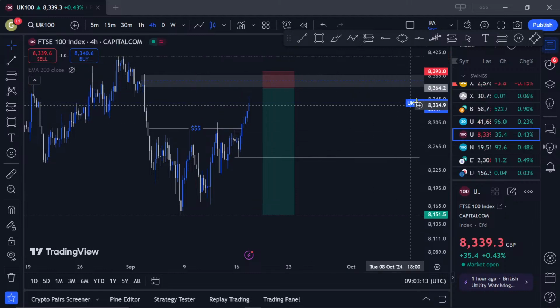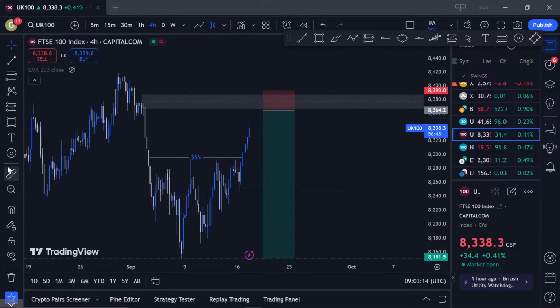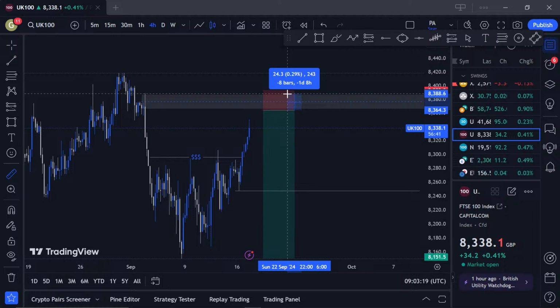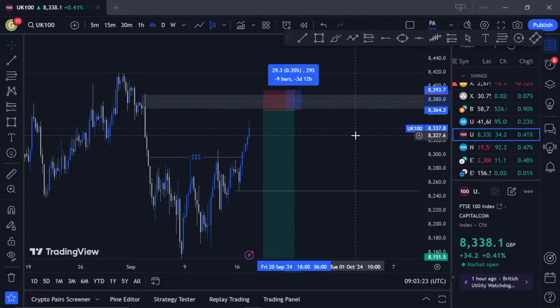8,364 level. And as usual, let me tell you the figures that I'm using for the stop loss position so you don't over-leverage yourself. I'm using 30 pips as my stop loss position, which is the maximum stop loss I often use.